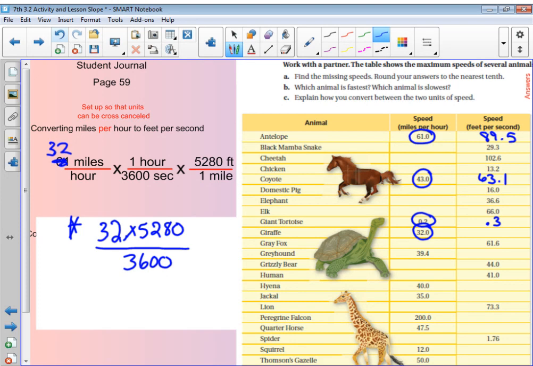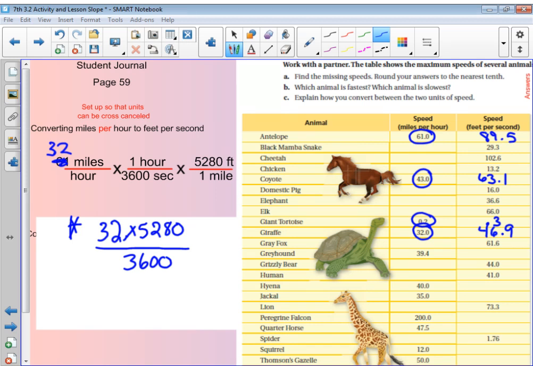Okay, so on my calculator, 32 times 5,280. Divide that answer by 3,600. And that gives me 49.3 repeating. So that 3 is going to tell the 9 to stay a 9. So it's 46.9. And I don't know, I might have just said 43. I meant 46.9. Okay, so I'm going to stop there.